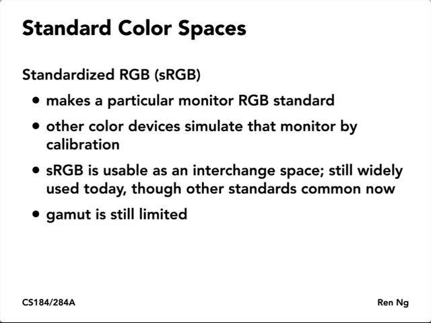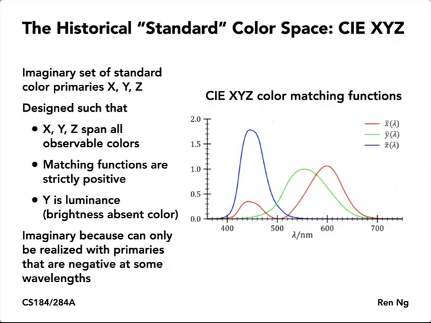sRGB is still widely used today, although there are other standards that are common now, because it's not wide gamut enough, which is one of the primary driving reasons for evolution. I described one to you, Apple P3. There are others that have wider gamuts, okay? That's the main idea in it, though. It's really important.